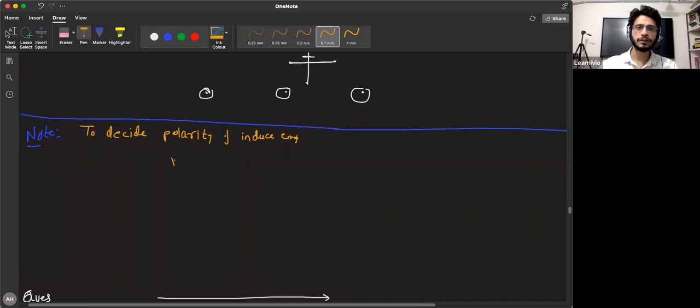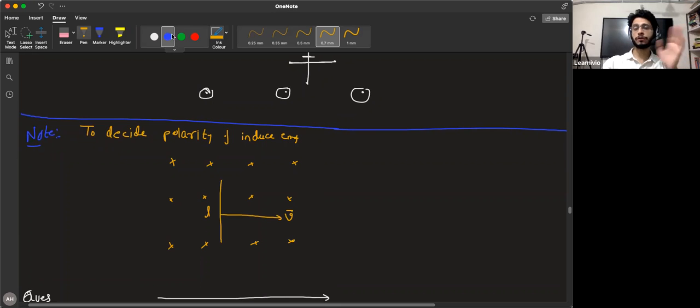See how to decide the polarity. This is the magnetic field. This is the conductor, the length of the conductor is L, and it is moving with a velocity. One end of this conductor will behave like the negative terminal, the other end like the positive terminal. To decide, take one electron of the conductor and decide the direction of the magnetic force, the magnetic Lorentz force, Q, V cross B, on the wire.